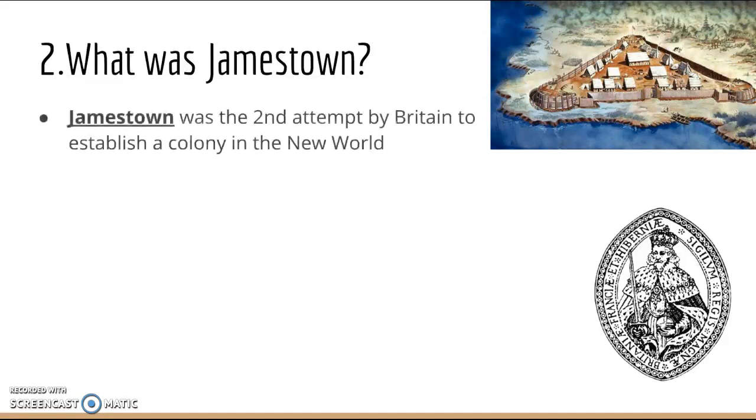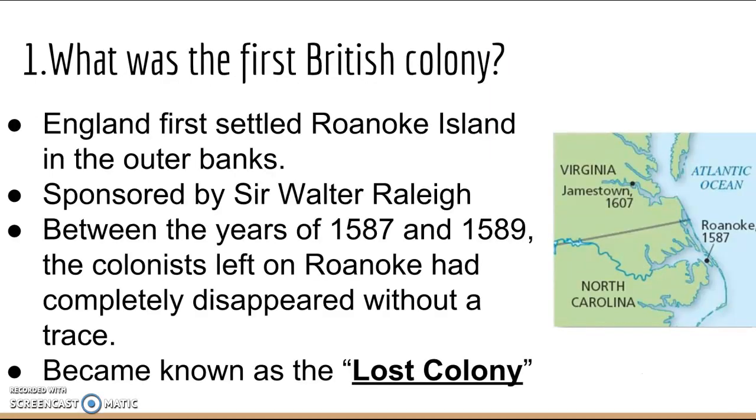So what was Jamestown? Why is it established? Jamestown is the second attempt by Great Britain to colonize in the New World. So whereas Roanoke is funded by Sir Walter Raleigh, just this one man who, if he makes money, then he makes all of that money by himself. But if he loses money, he loses all of that money.